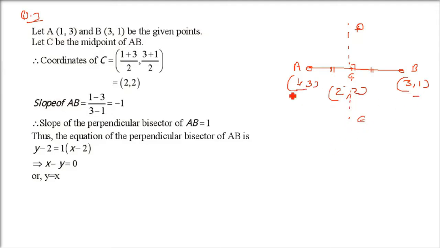So slope of AB is y2 minus y1 by x2 minus x1. So 1 minus 3 by 3 minus 1. That is going to be minus 2 by 2. So minus 1 is the slope of AB.